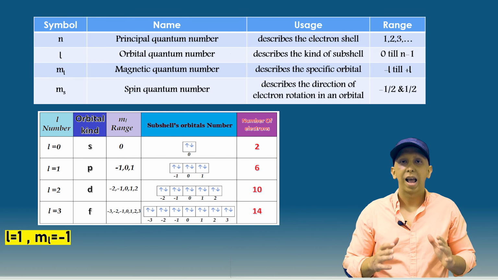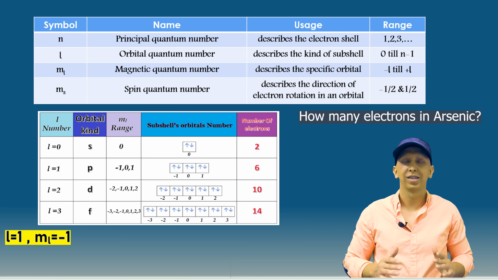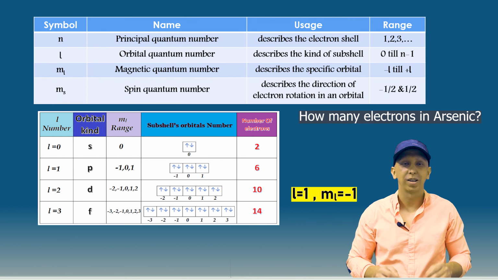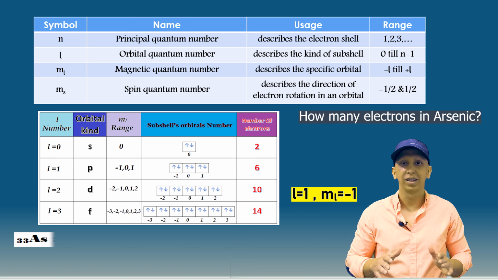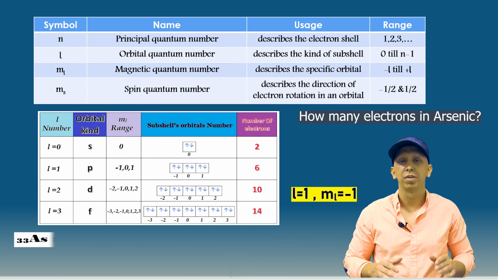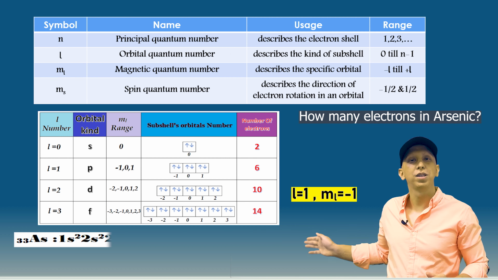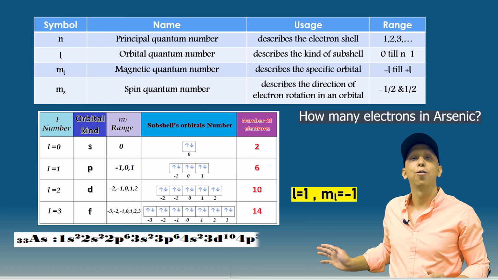Let's check out one more question. This question asks us to find how many electrons in arsenic have these quantum numbers. So at first we write arsenic's electron configuration. Arsenic has 33 electrons in the neutral state as its atomic number is 33. So we start again with 1s2, then 2s2, 2p6, 3s2, 3p6, 4s2, 3d10, and 4p3.